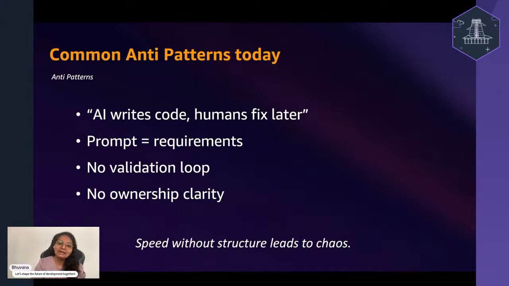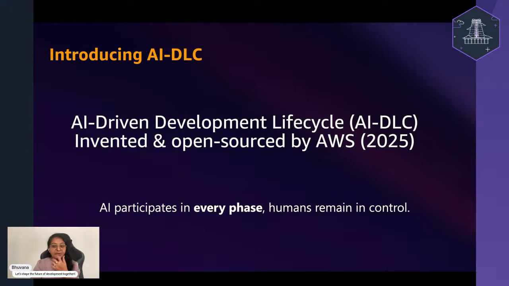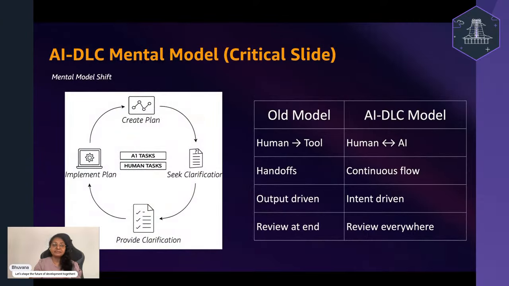Like that, you'll find many quotes in the book. Now, when introducing AI DLC, as I spoke about, it was invented by AWS and open sourced by AWS in 2025. Here, AI DLC ensures that AI participates in every phase and the human is in control of what's happening.